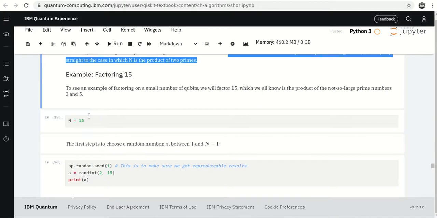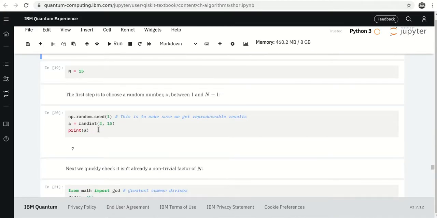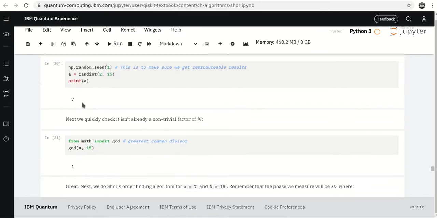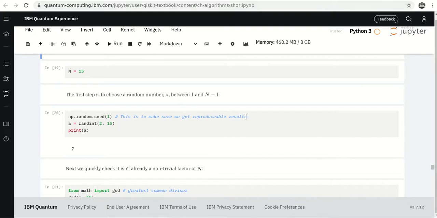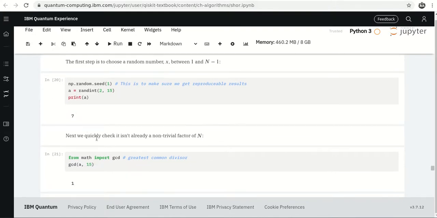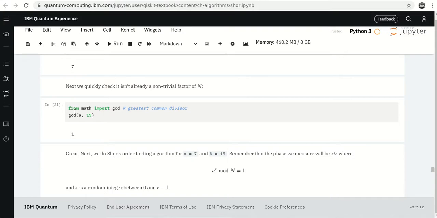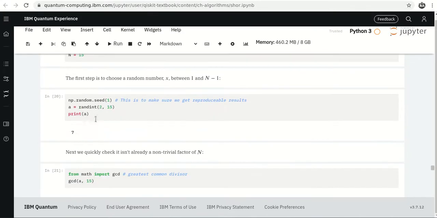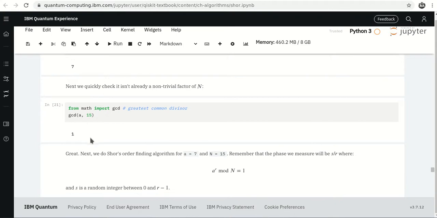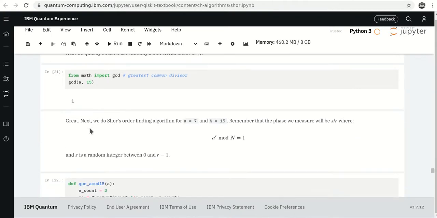So for a product of primes we have n equals 15. Now we need to make sure to reproduce the results. So random int is this. Next we check if a is already a trivial non-factor. GCD of a comma 15 is there. A is a random number, so it is 1, so it is actually a prime number. Now great, next we do the period finding algorithm with a equals 7 and n equals 15.